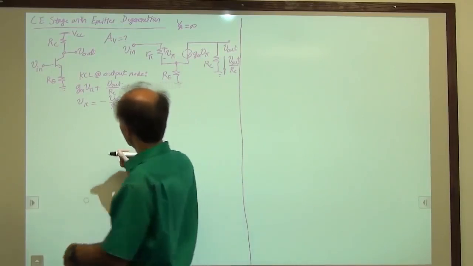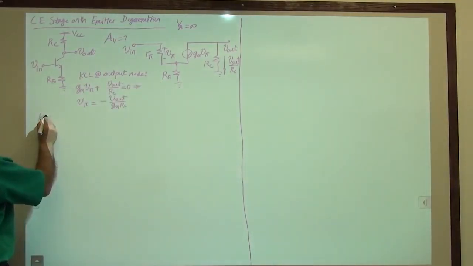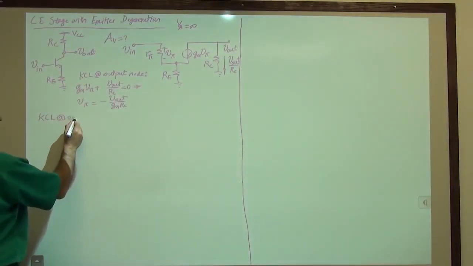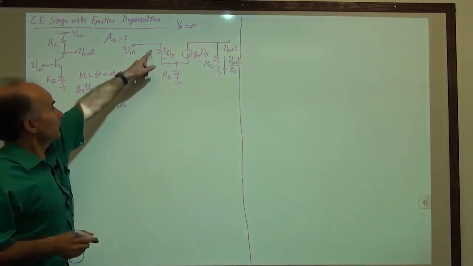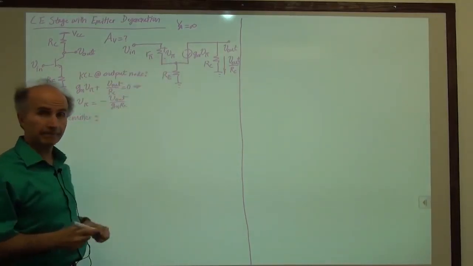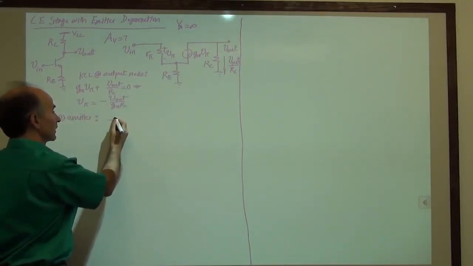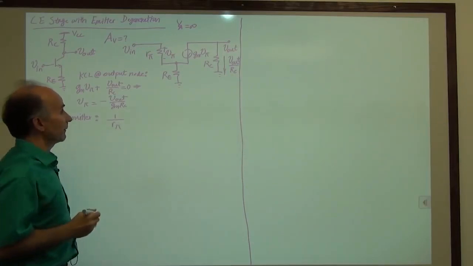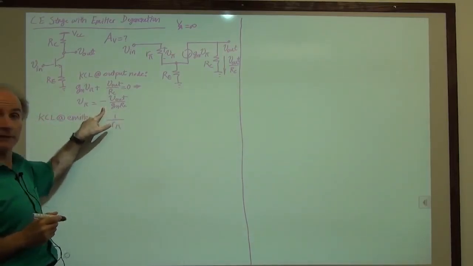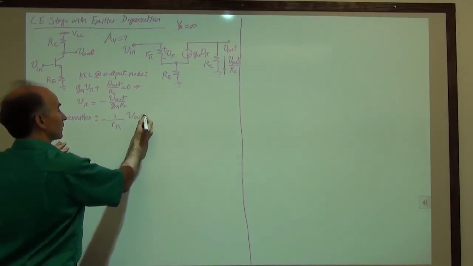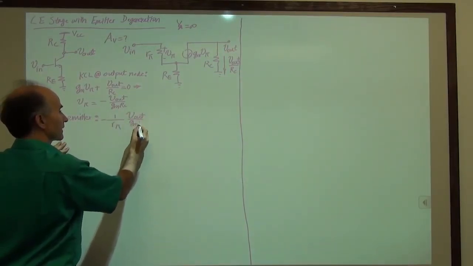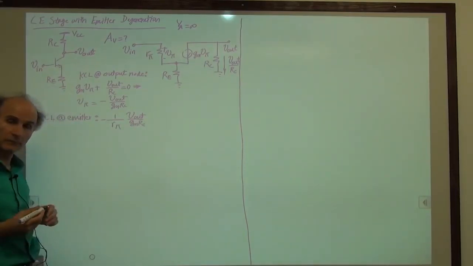So let's write that. Here's a KCL at the emitter node. The current coming down R pi is V pi over R pi, so 1 over R pi times V pi. How much is V pi? Well, we just found it. So why don't we just do it like this? V out over GM RC. That is the current coming down R pi.